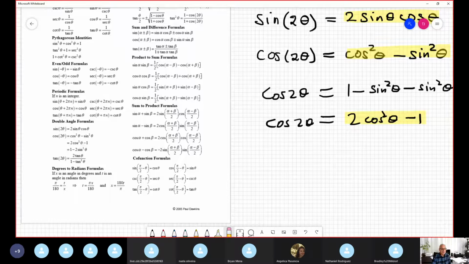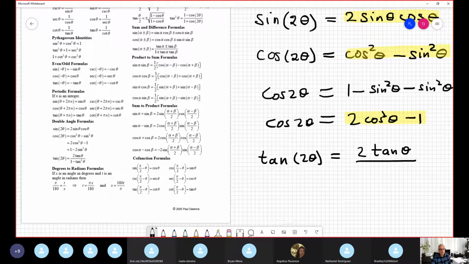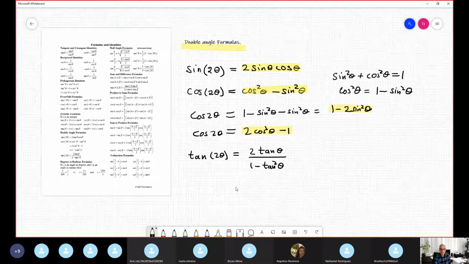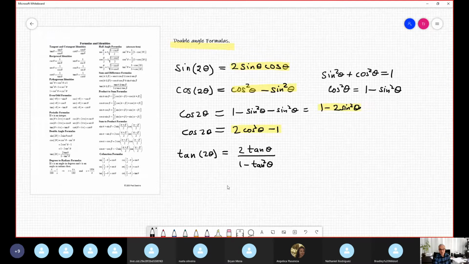And likewise, tangent. Tangent double angle, tangent 2 theta, is 2 times tangent theta divided by 1 minus tangent squared theta. This formula is super easy to derive considering that you have 2 angles, but I don't want to prove this. Only application and that's it. Let's see a couple of problems of the double angle formulas, and we continue to other formulas.